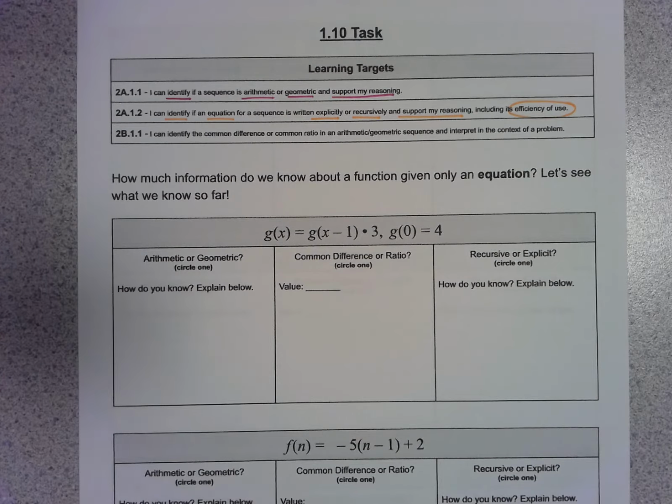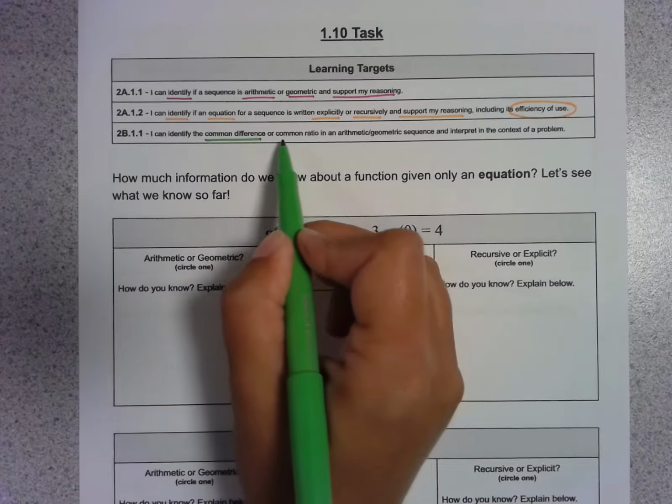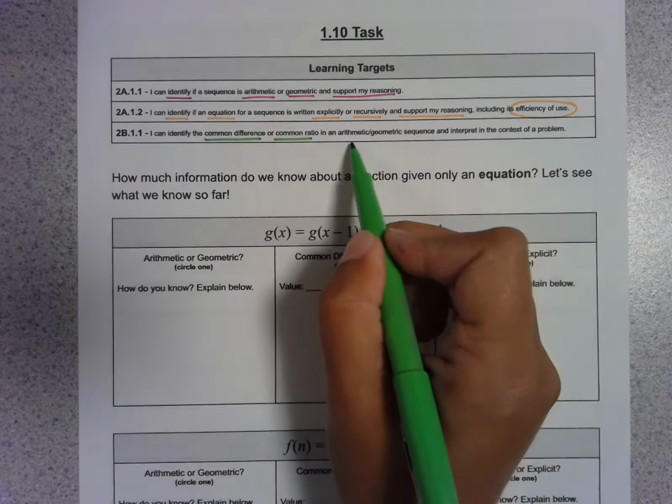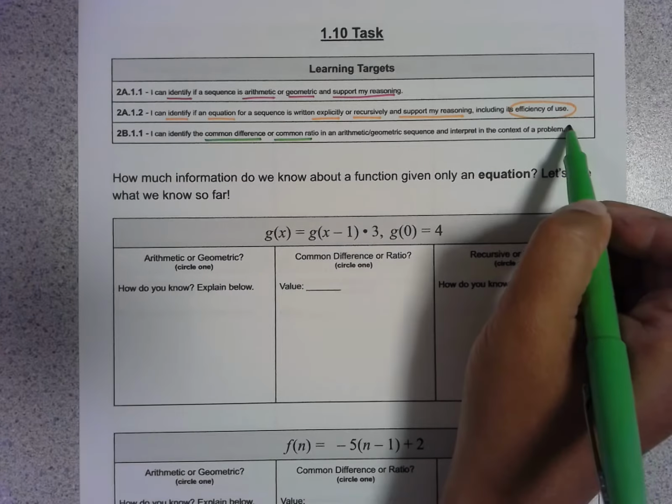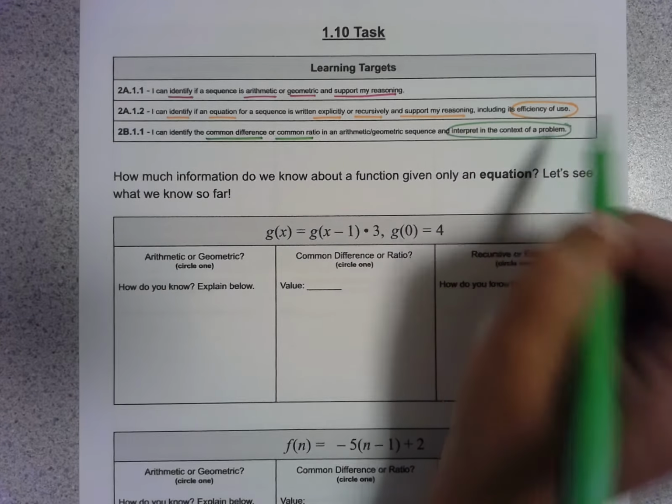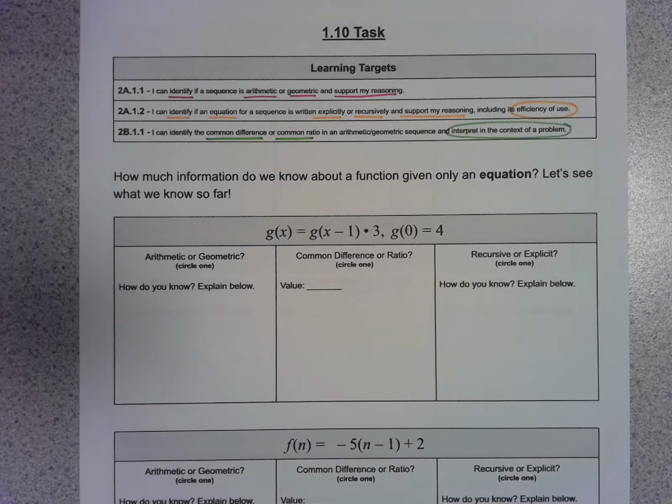And finally, I can identify the common difference or common ratio in an arithmetic or geometric sequence and interpret it in the context of a problem. This is something we've done before where we've explained what that common difference or common ratio means. All we're going to be doing now is starting with an equation, whereas in the past we started with a story problem or maybe a table of values. So let's get into it. How much information do we know about a function given only an equation? Let's see what we know so far.